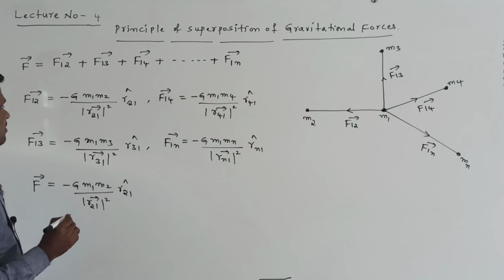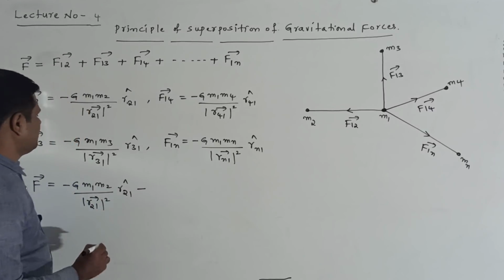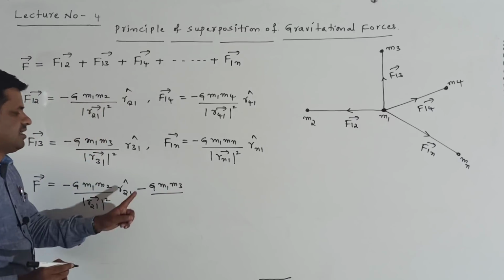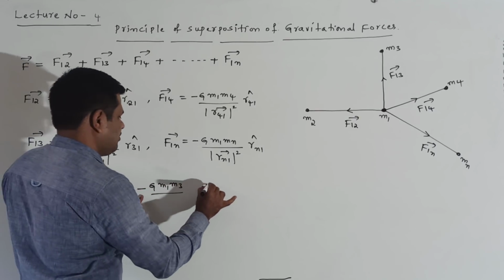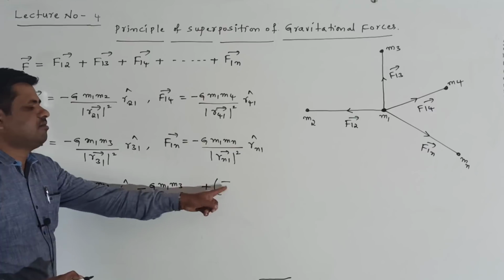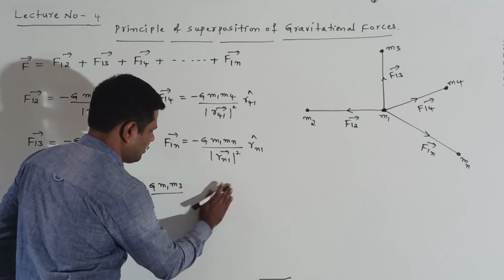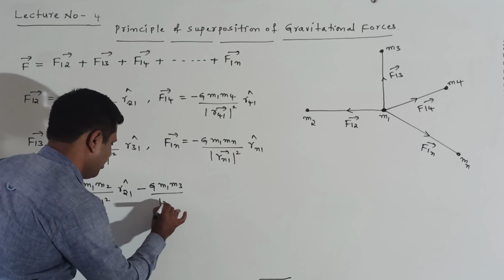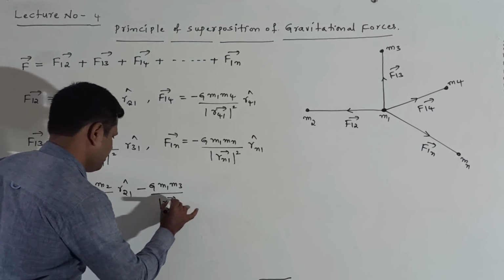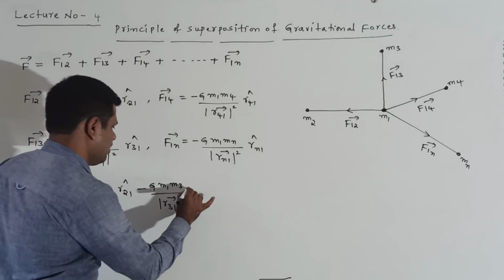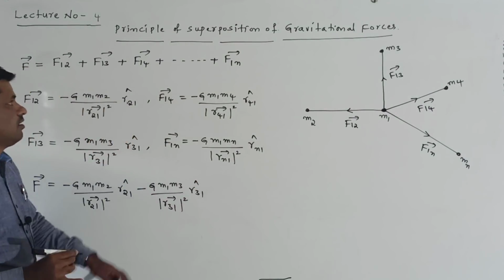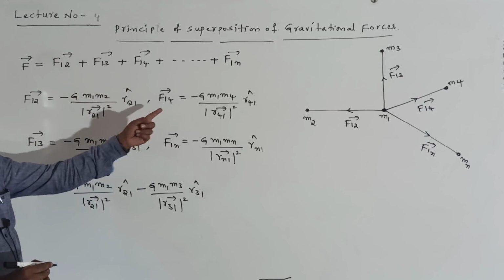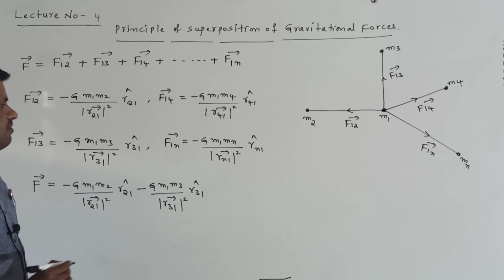So I am writing here minus G m1 m3 by mod of r31 bar whole square into r31 cap. Here also I am writing plus into minus, minus, because already minus is there, so plus into minus gives minus.